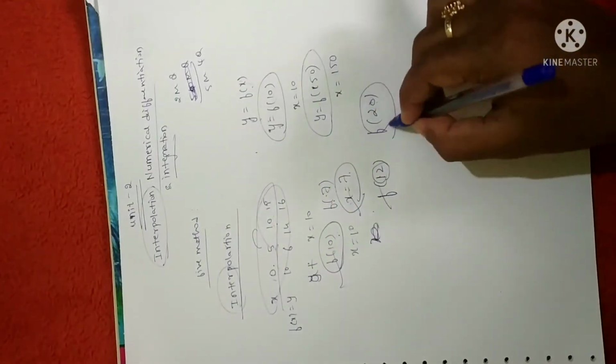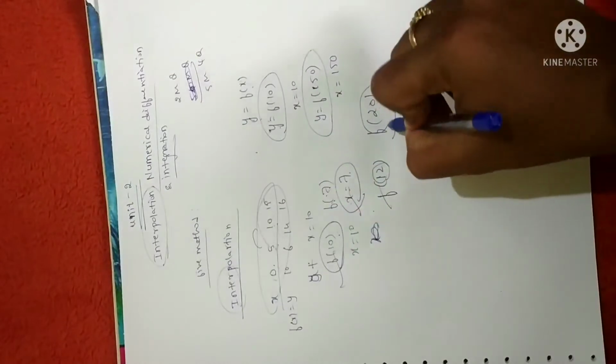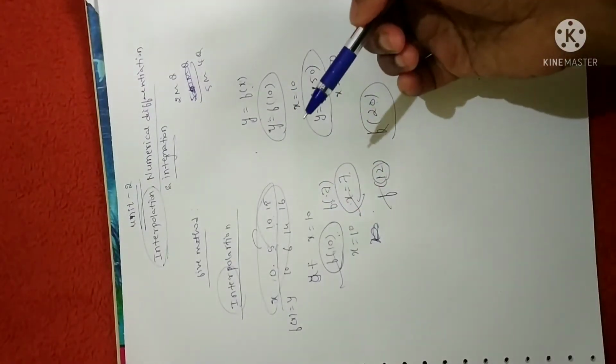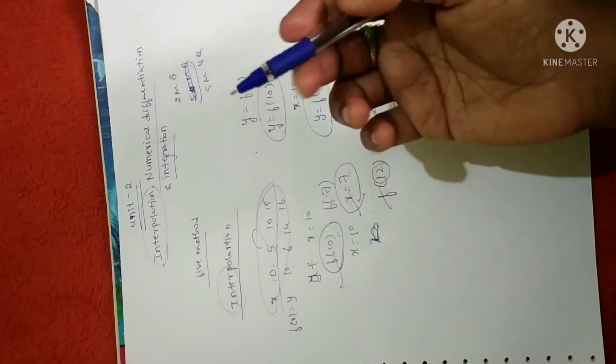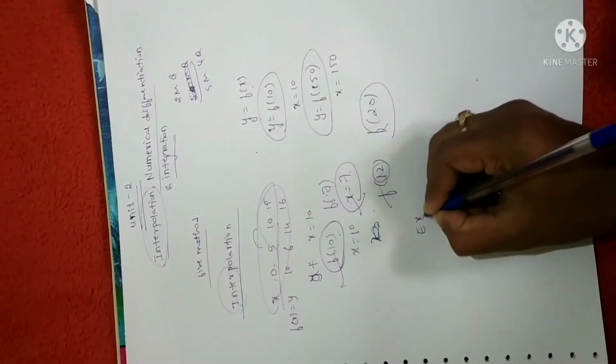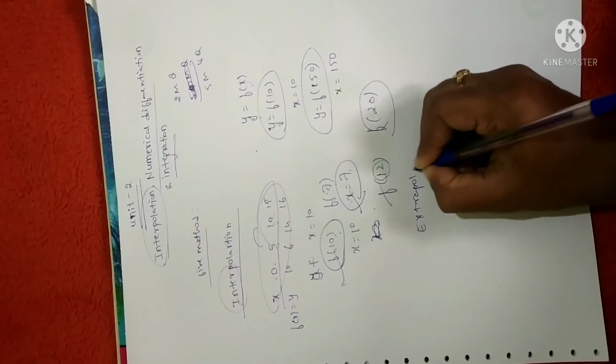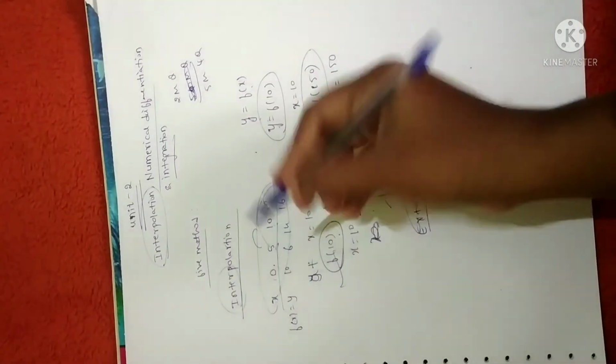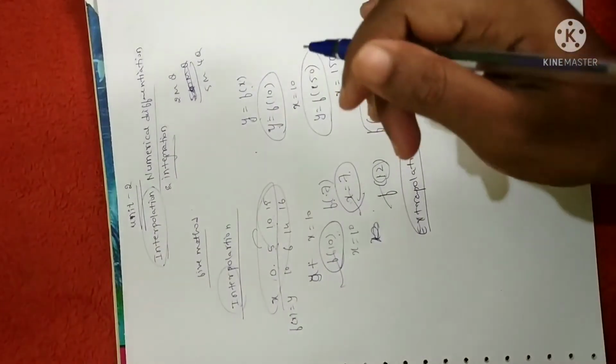Similarly, here f of 20 is outside the given range. So the process of finding the value of a given function outside the given region is called as extrapolation. Interpolation is finding the value of a given function inside this given range. Outside the given range is none other than extrapolation.